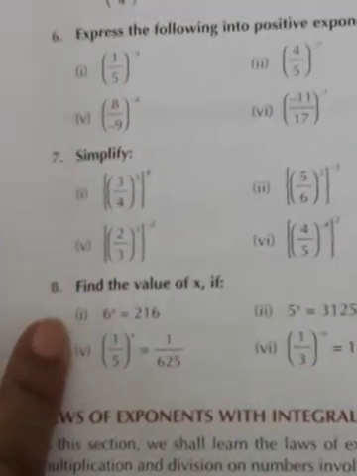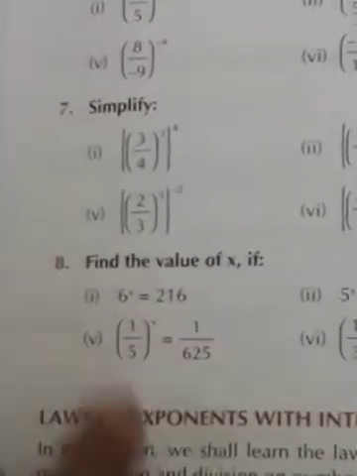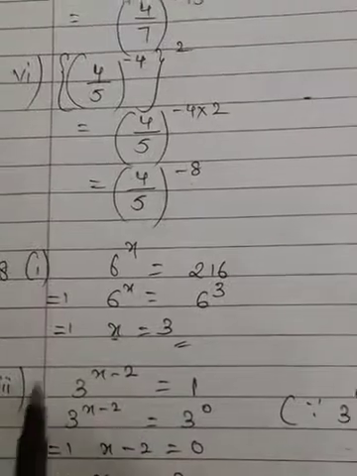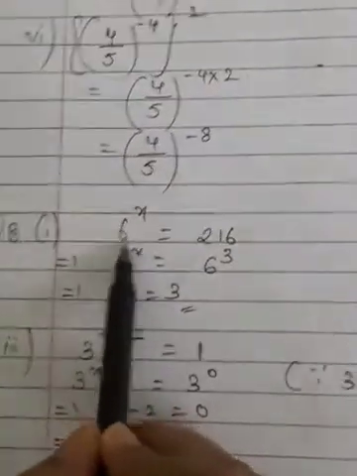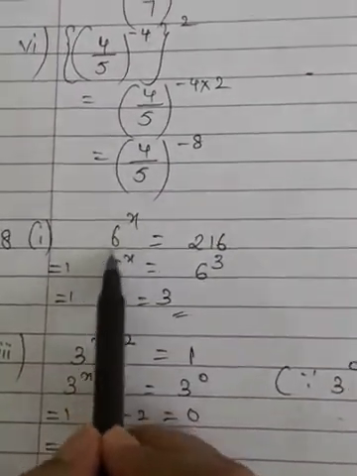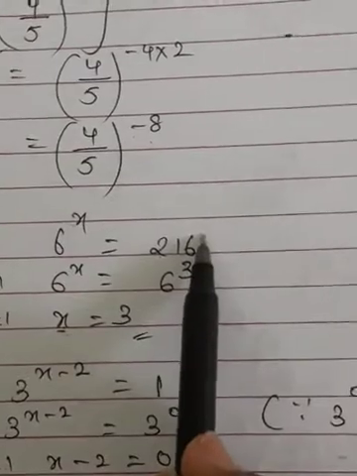Next question, 8th question. This is an important question. Find the value of x. First part is 6 to the power x is equal to 216. The question is I have to find the value of x. How to find x? You will make the same base. Here the base is this lower number. This power is known as the exponent, or we can say power. This is known as the base. 6 is the base, x is the power or exponent. This side also I will make the same base 6. This is the first thing you will do in this type of question.